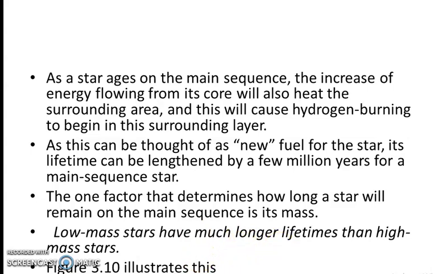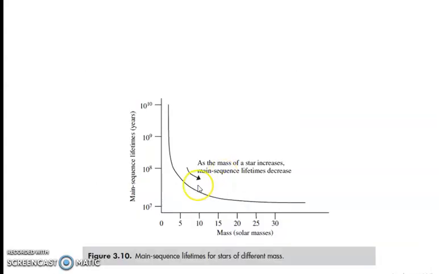So the figure illustrates this. The x-axis gives the mass in terms of solar mass, and the y-axis shows the main sequence lifetime in years. For stars having one solar mass, it is very large, 10 to the power 10 years, and as the mass of the star increases, the main sequence lifetime decreases.